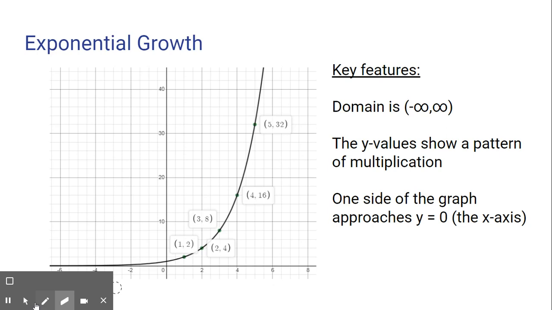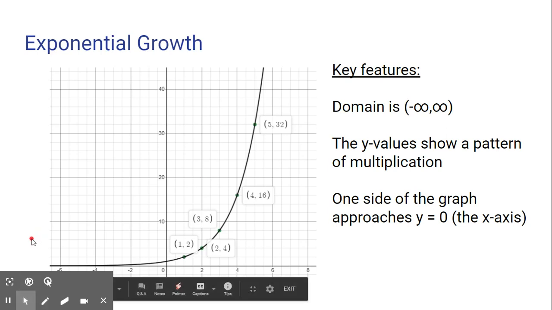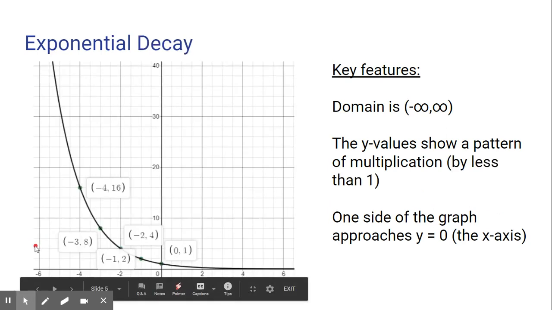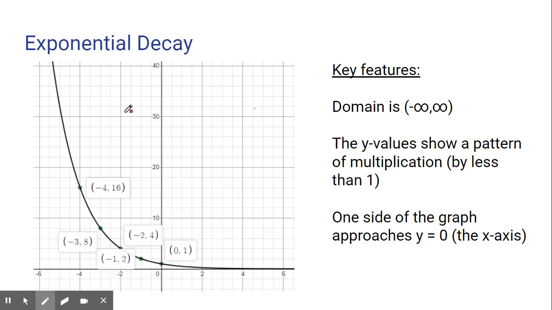We can also take a look at what's called an exponential decay function. So this is almost like a mirror image of what you just saw. So it has some similar characteristics. The domain is still negative infinity to infinity. This still will go slowly left forever and to the right forever.